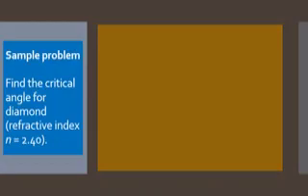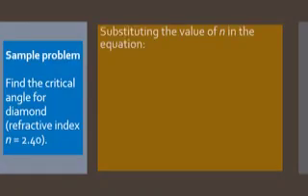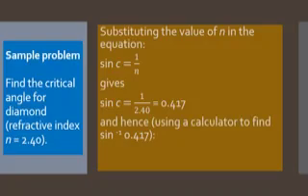Sample problem. Find the critical angle for diamond with a refractive index of 2.4. Substituting the value of n in the equation sine C equals 1 over n gives sine C equals 1 divided by 2.4, and that is equal to 0.417. Finding the value of sine inverse of 0.417 by pressing the second function, C is equal to 24.6 degrees.